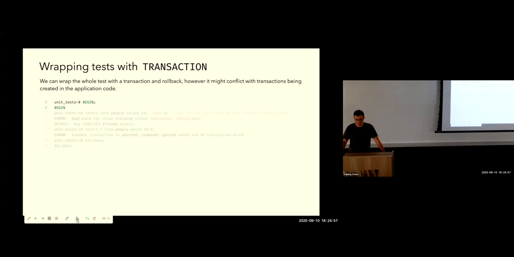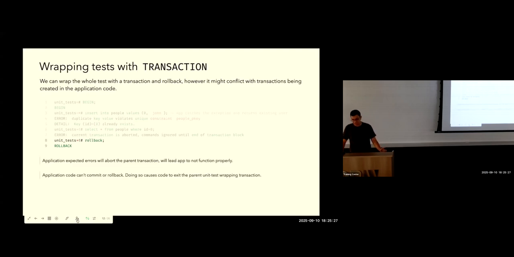In this example, we are creating a transaction, then inserting a value, but the application expects this value to already exist, and it's throwing an error. It wants to fetch that, but it doesn't work because we are currently in a transaction block. But in real life, in our application, these were two separate transactions, and here we wrapped them in a parent transaction. It didn't work, and we rolled back. So the test failed, but it should have worked properly. So two things: expected errors will abort the parent transaction, so the app will not function, and application code can commit or roll back during this parent transaction block.